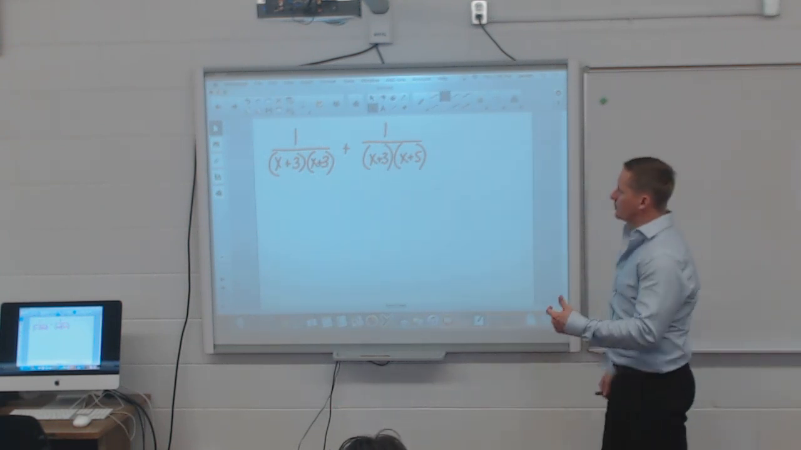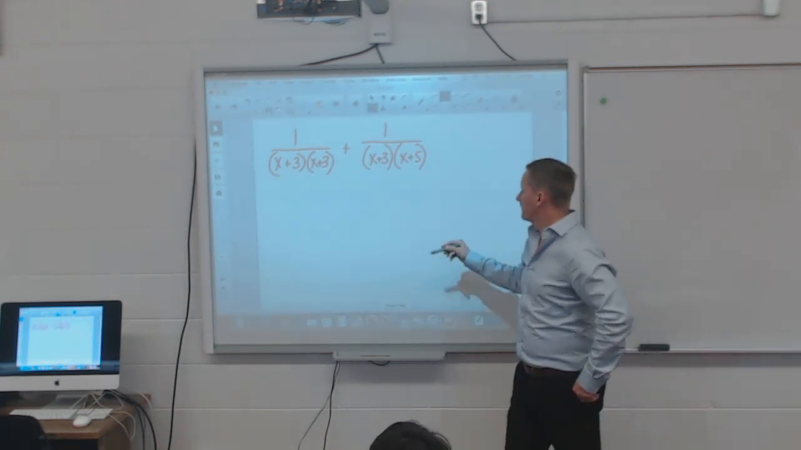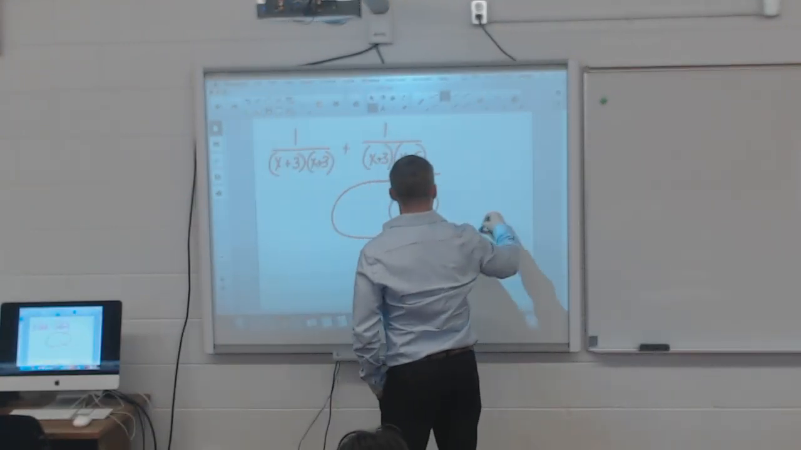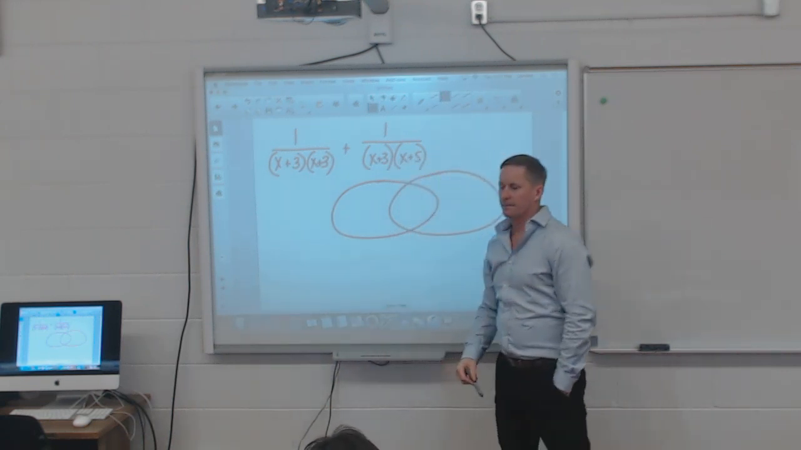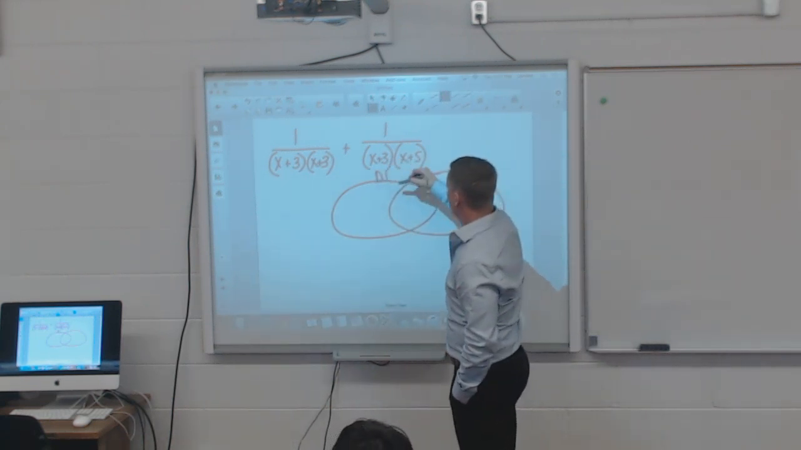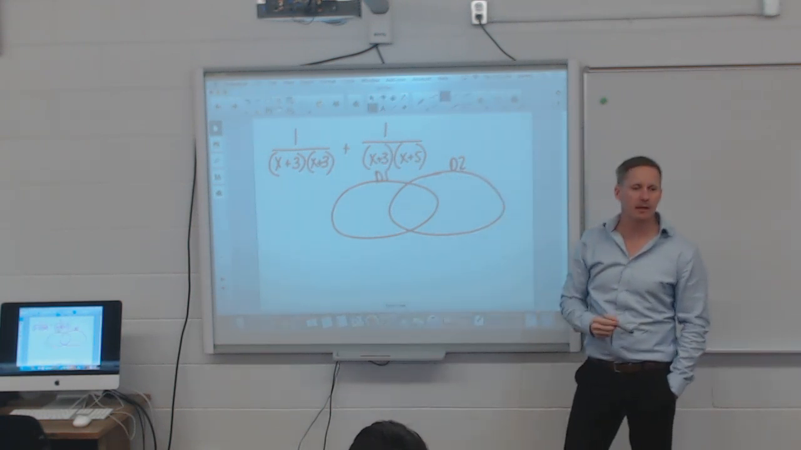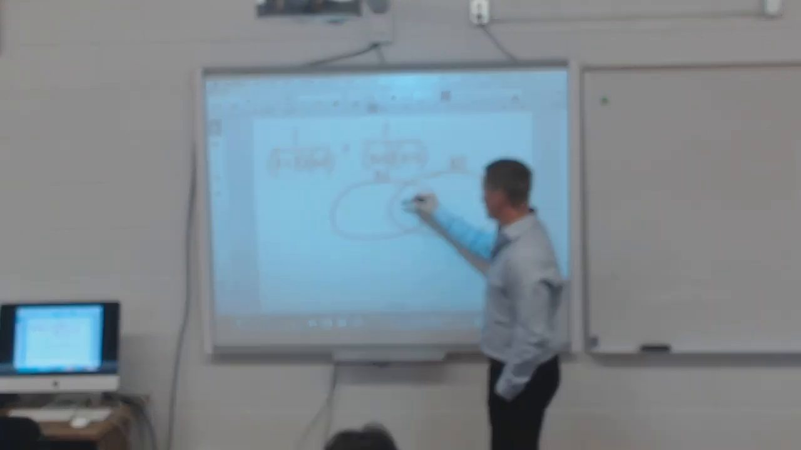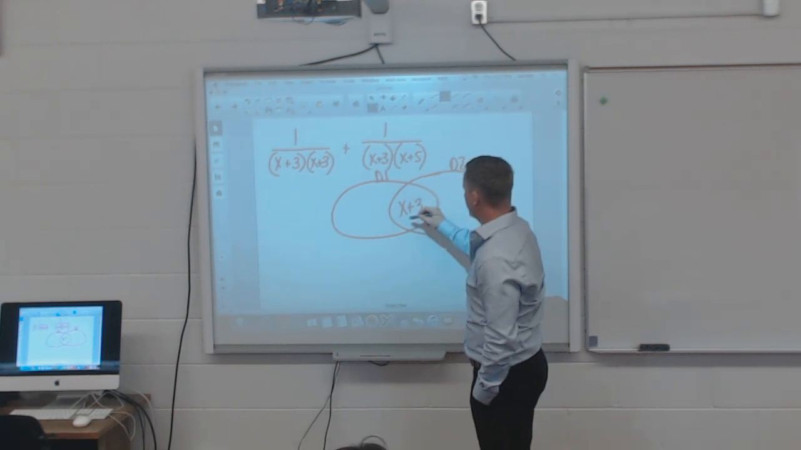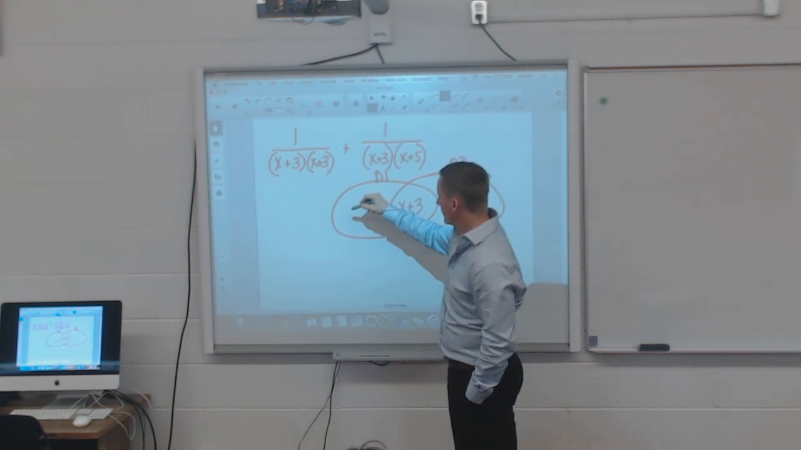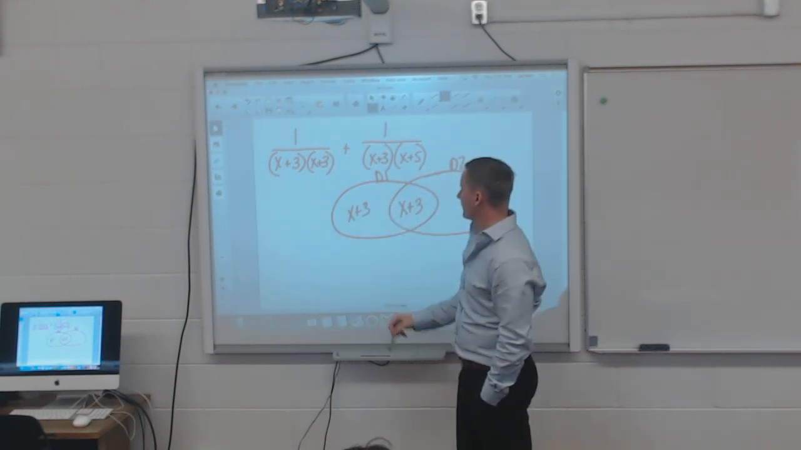Okay. Let's use our bubbles. Denominator number 1, right here. Denominator number 2, right here. So D1, D2. Any crossover between the two denominators? X plus 3. So I stick that right here. What's left under denominator number 1 then? X plus 3. So that's important. We got to leave that.